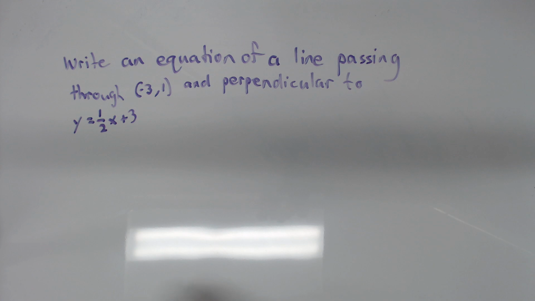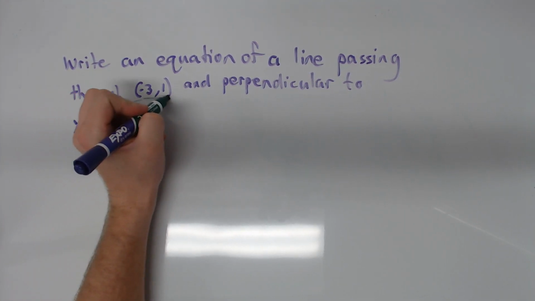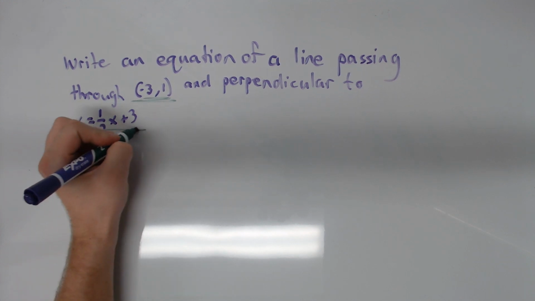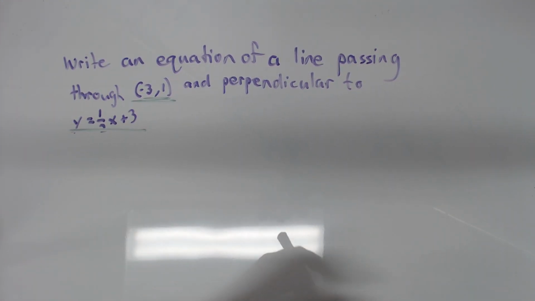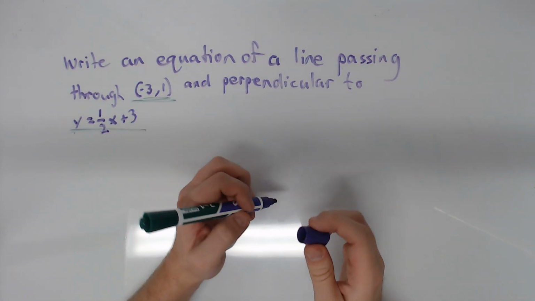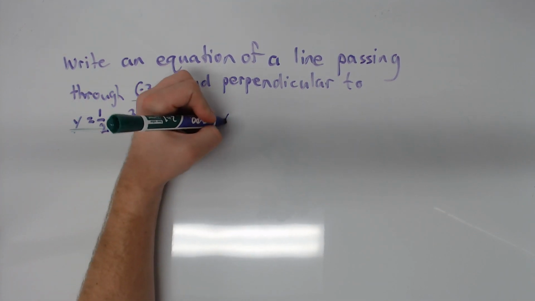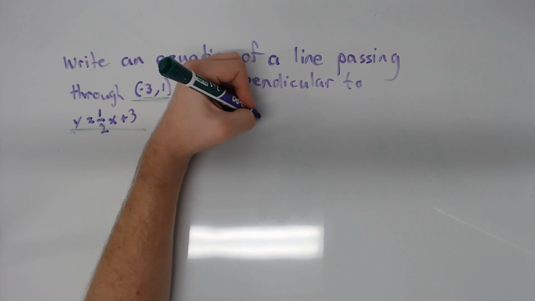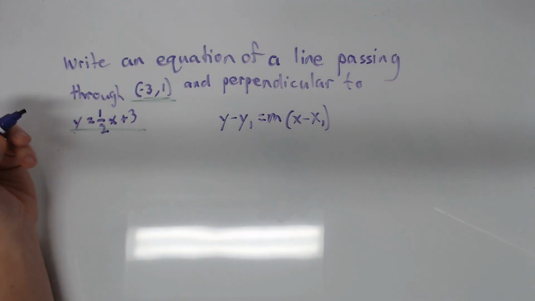So we're similar to the other example where we wrote a parallel line through a point. Here's our point. Here's the equation we're supposed to be perpendicular to. It's got a slope of 1 over 2. But now we're supposed to be perpendicular to this. So we're going to go with point slope form again because I don't have the y-intercept. Y minus y1 equals m, x minus x1. That's what we're filling in.